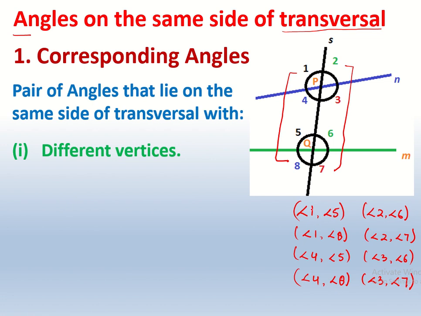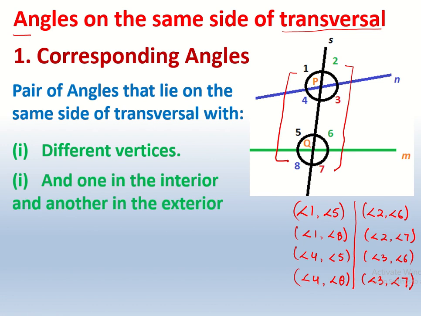So these four lie on the left side of the transversal and the other four lie on the right side of the transversal. And the first point is they should have different vertices. So we took the different pairs of angles formed here on the same side of the transversal with different vertices: angle 1, angle 5, angle 1, angle 8, angle 4, angle 5, angle 4, angle 8. Similarly on the right side, angle 2, angle 6, angle 2, angle 7, angle 3, angle 6, and angle 3, angle 7.